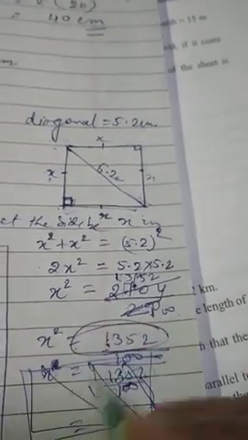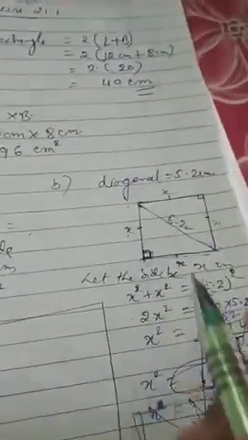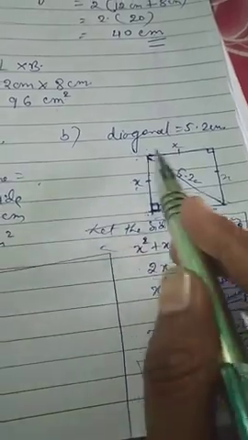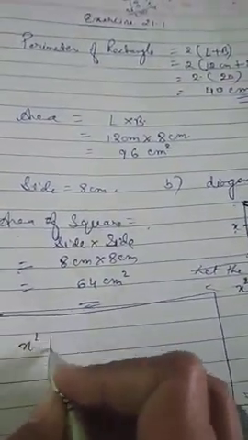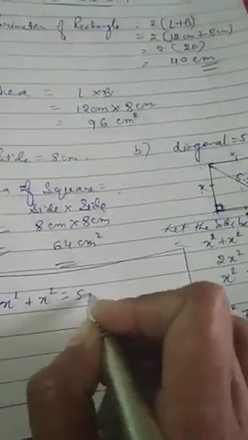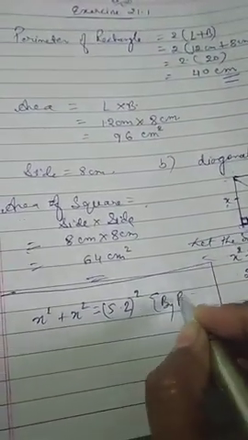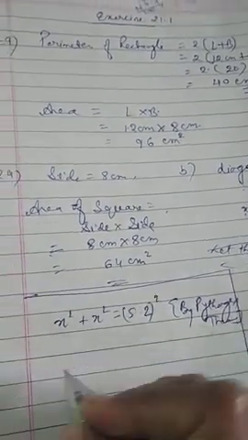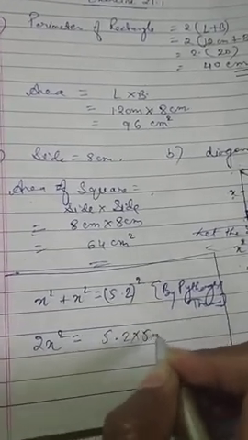Space is not there, so look at here properly. Only figure you make, this figure is okay. This is diagonal, this is side. So apply the Pythagoras theorem. x square plus x square is equal to 5.2 whole square by Pythagoras theorem. Now 2x square is equal to 5.2 into 5.2.